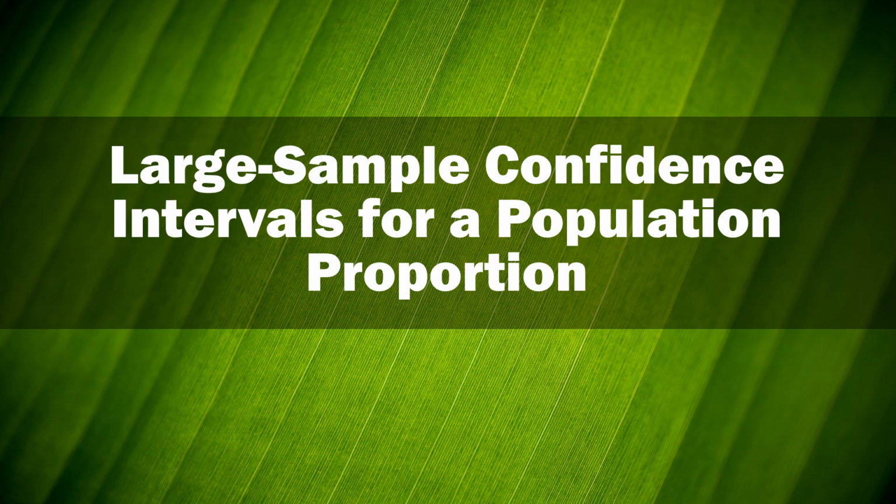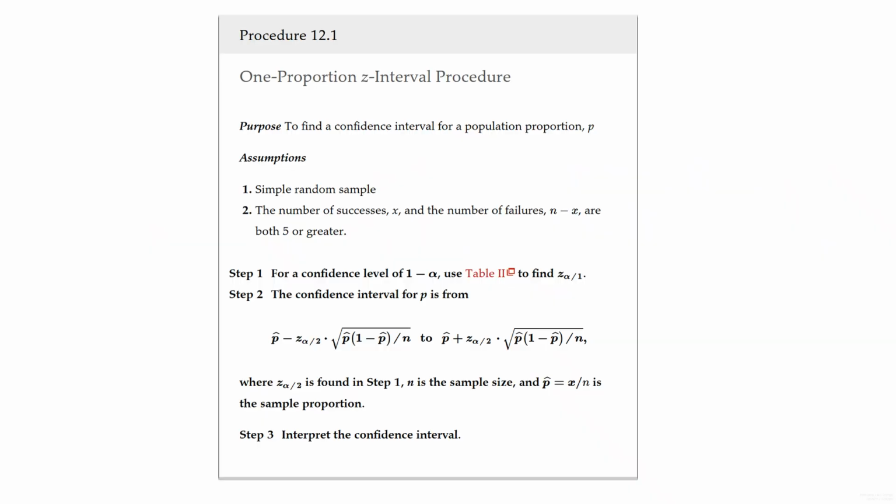The one proportion Z interval procedure can also be known as the one sample Z interval procedure for a population proportion, or you might see it as the one variable proportion interval procedure. The purpose here is to find a confidence interval for a population proportion P. We have assumptions, and they are that it's a simple random sample.